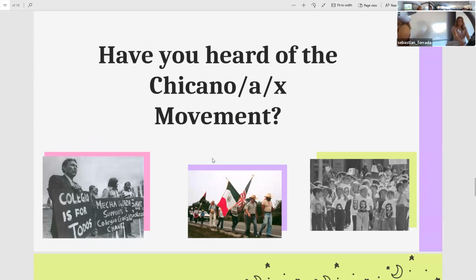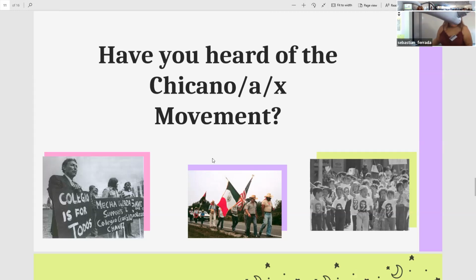All right, we're going to go ahead and introduce our main topic, which is the Chicano, Chicana, Chicanx movement. Has anybody heard of the movement? If you have, raise your hand. Awesome. Hopefully we'll be able to add to your knowledge, and definitely at the end, if you feel comfortable enough to give us information, we would love that.